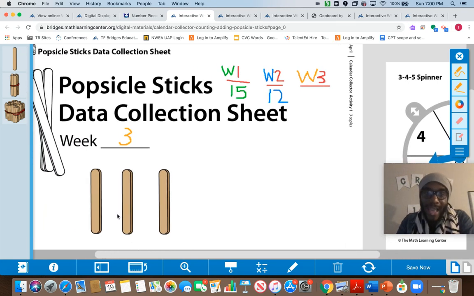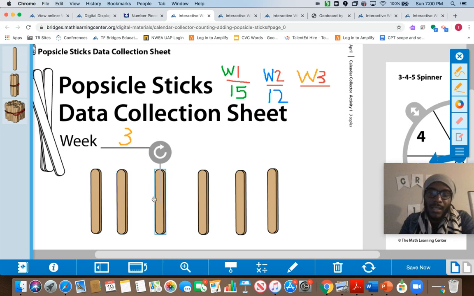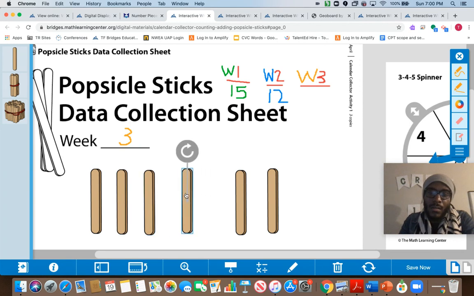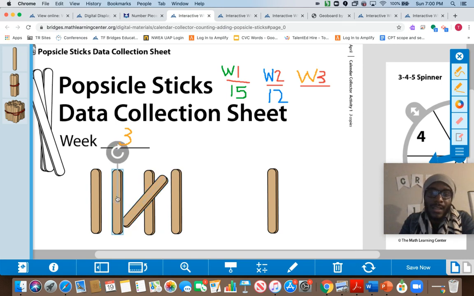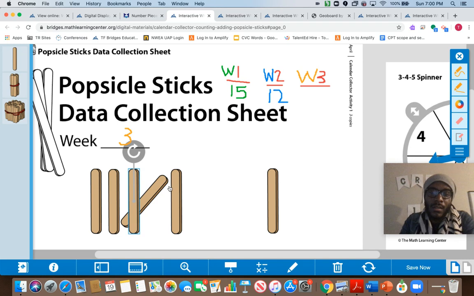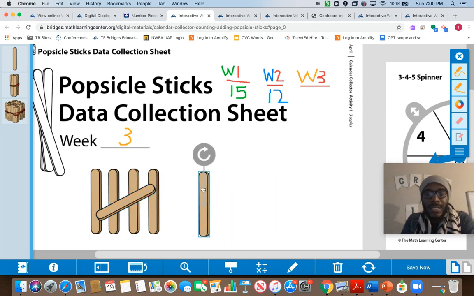So yesterday we had 3, and I'm going to count on 3, 4, 5, 6. That's 6 popsicle sticks. So I know that on my 5th popsicle stick, I can make it like this. So we know that that is 5. I can make them a little closer. And then one more is 6.